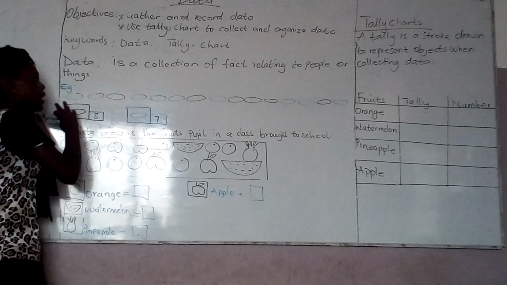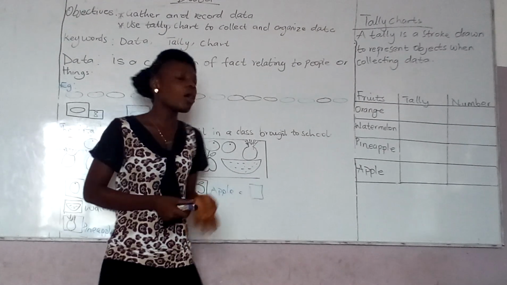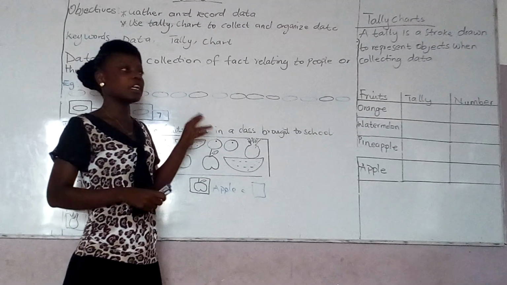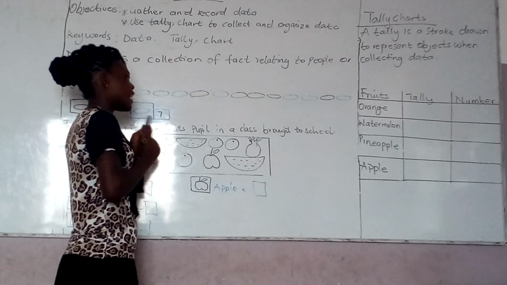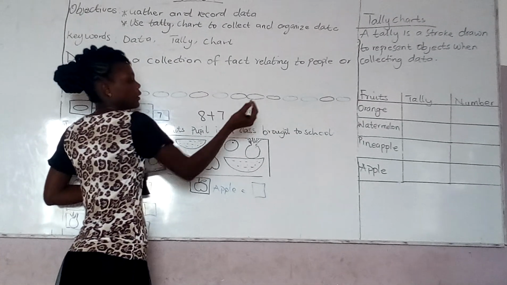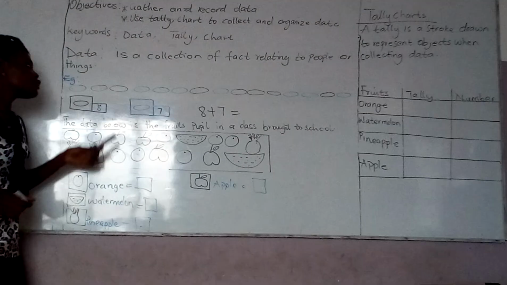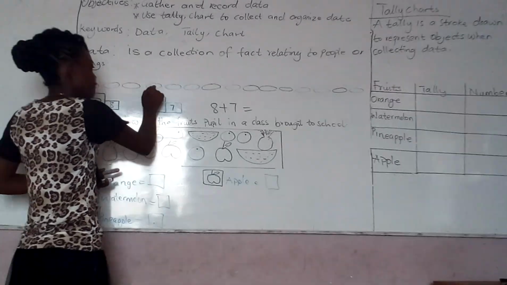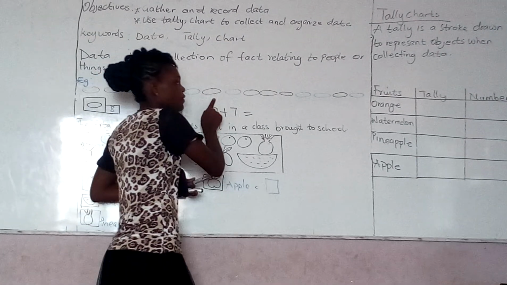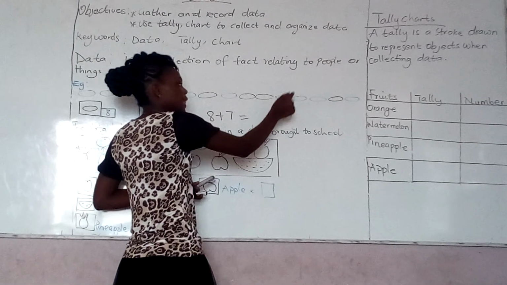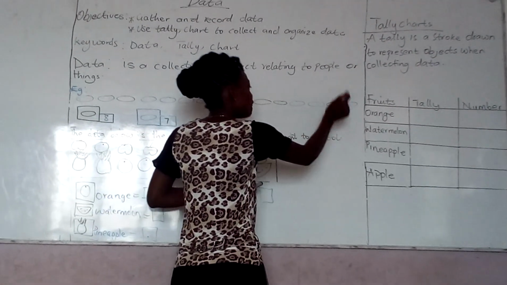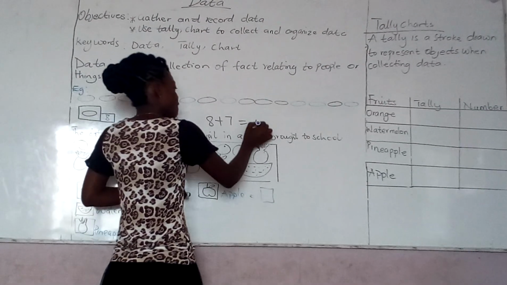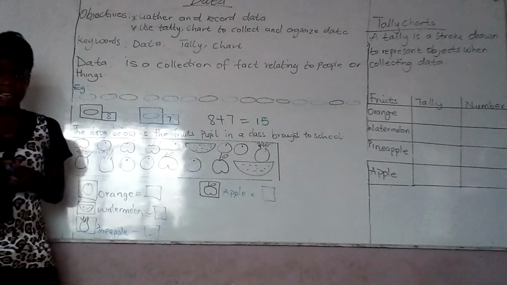You are supposed to count all the pebbles, or you add the black pebble number and the blue pebble number. So we have 8 plus 7. 8 plus 7 will give us how many? Let's count all the pebbles together. 1, 2, 3, 4, 5, 6, 7, 8, 9, 10, 11, 12, 13, 14, and 15. So the kids brought 15 pebbles to the class.